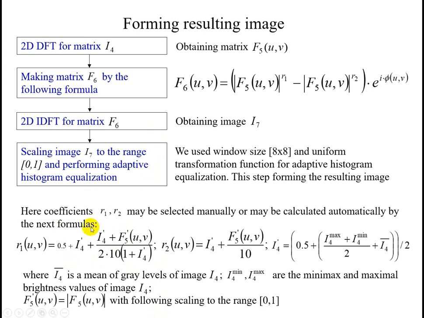After calculation of matrix F6, we are making the last change of feature space by using an inverse digital Fourier transform and obtaining image I7. This image is scaled to the range 0, 1, and after that we are making adaptive histogram equalization. After that, we are getting the resulting image.